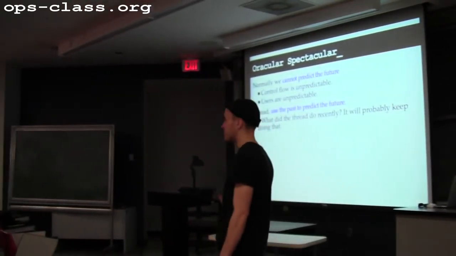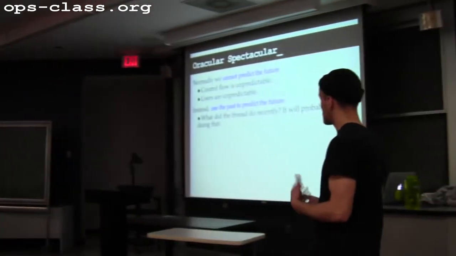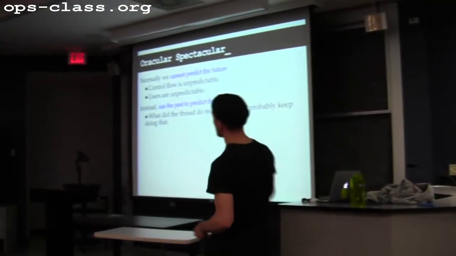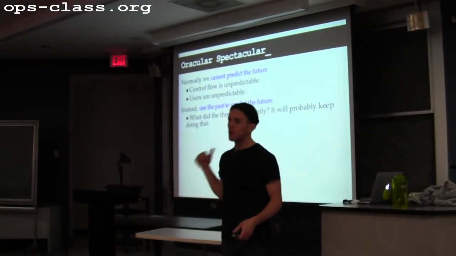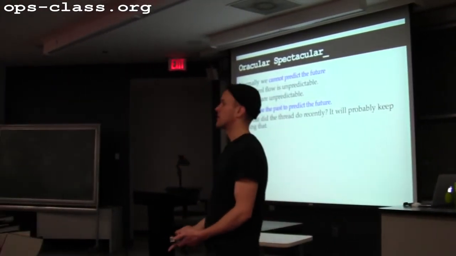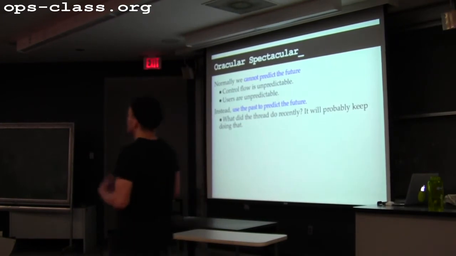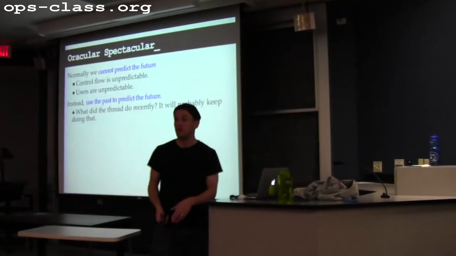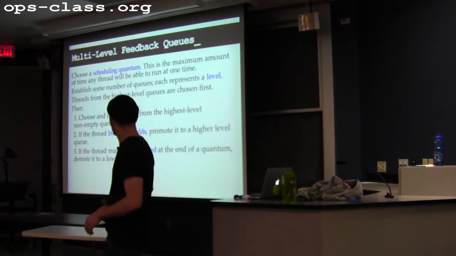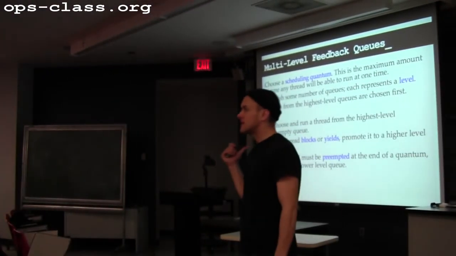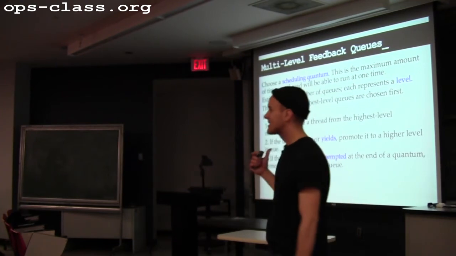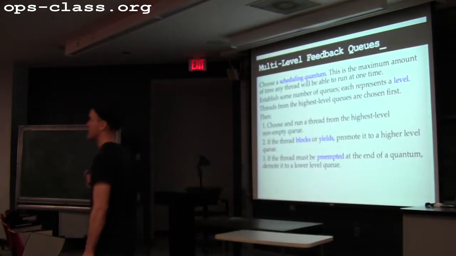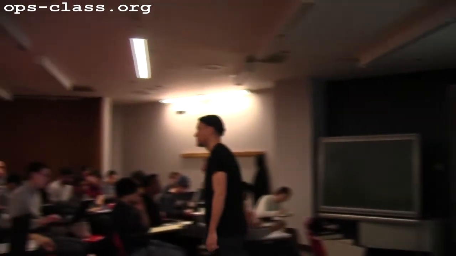All right. So again, what we're going to try to do is use the past to predict the future. We can't predict the future. Control flow is unpredictable, and users are unpredictable. A lot of the unpredictability of systems comes from the fact that the system is not able to read your mind and figure out what you're about to do to it. So let me present a classic, chestnut scheduling algorithm that we have to talk about. But it's actually pretty important.